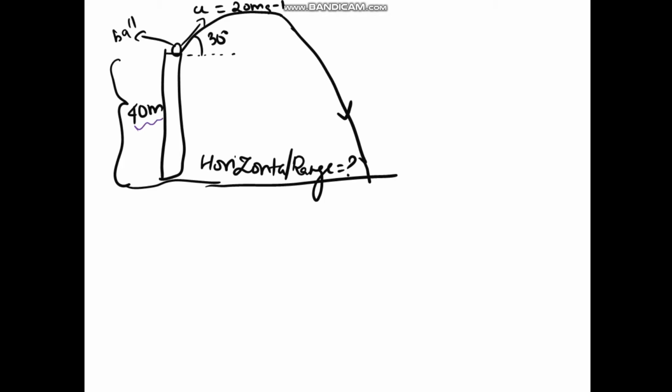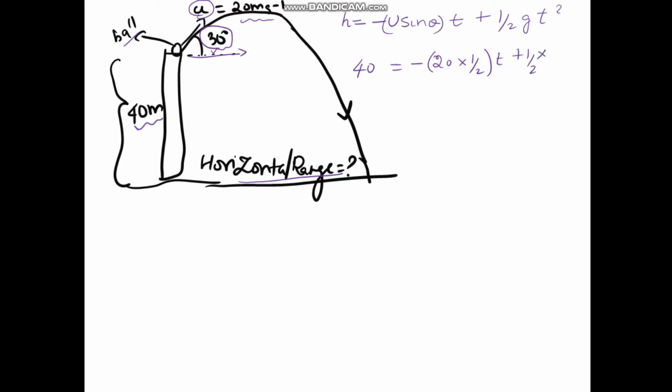From a tower of height 40 meter, a ball is thrown with initial velocity 20 meter per second at an angle of 30 degree with horizontal. What is the horizontal range they are asking? We know the first equation is h is equal to minus u sin theta into t plus 1 by 2 gt square. Height is 40 meter, that is equal to minus of u is 20, sin 30 is 1 by 2, into t plus 1 by 2 into acceleration due to gravity value 10 into t square.